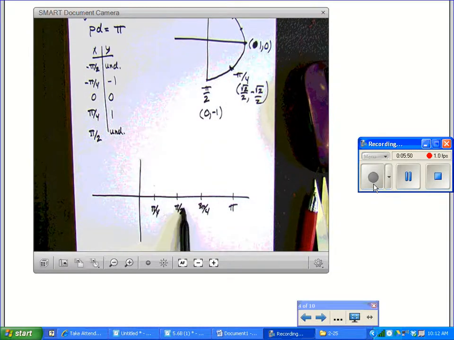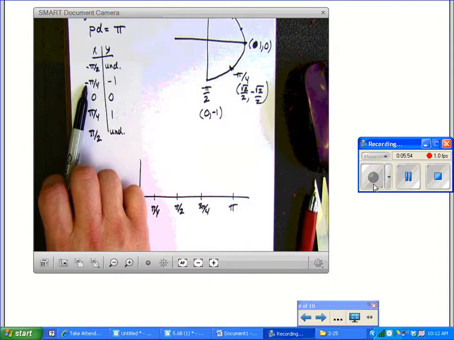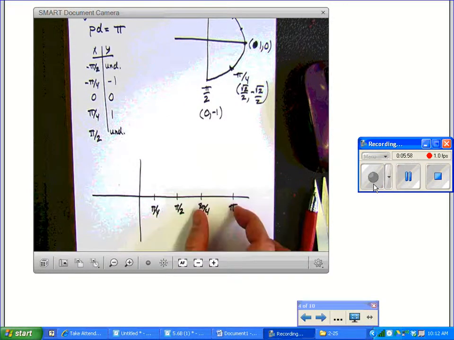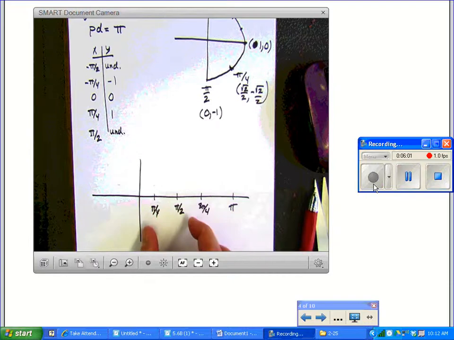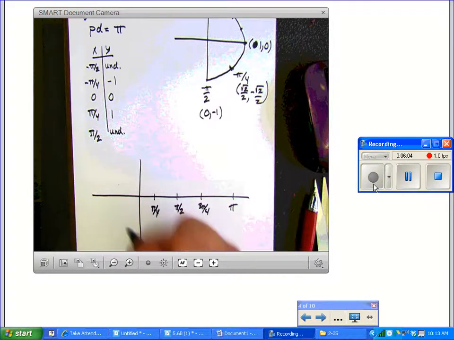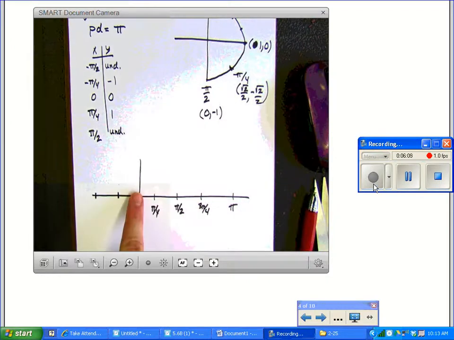Now, notice what else we said. We're going to offset it. We're going to have to put a negative pi over 2 and a negative pi over 4. So instead of going 2 units further out this way, we're going to offset it by 2 units over here. So we'll have these two that are offset.